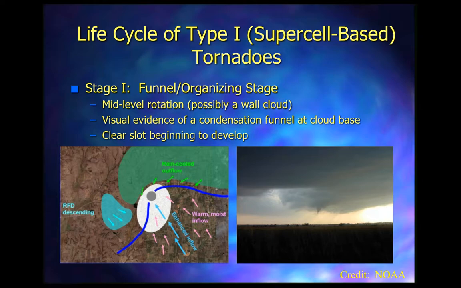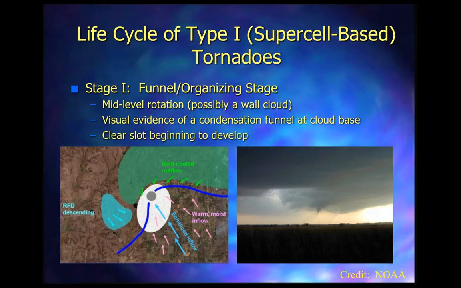So with that background in terms of the climatology, let's now look at the life cycle of supercell tornadoes, so-called Type 1 tornadoes. This is a phenomenological approach, basically, it started out that way. Again, what I mean by that is it's based on visual observations. And so the first stage that you have typically is a so-called organizing stage, or the funnel stage, where now with Doppler radar and numerical simulation models, we know that we tend to get mid-level rotation in the storm.